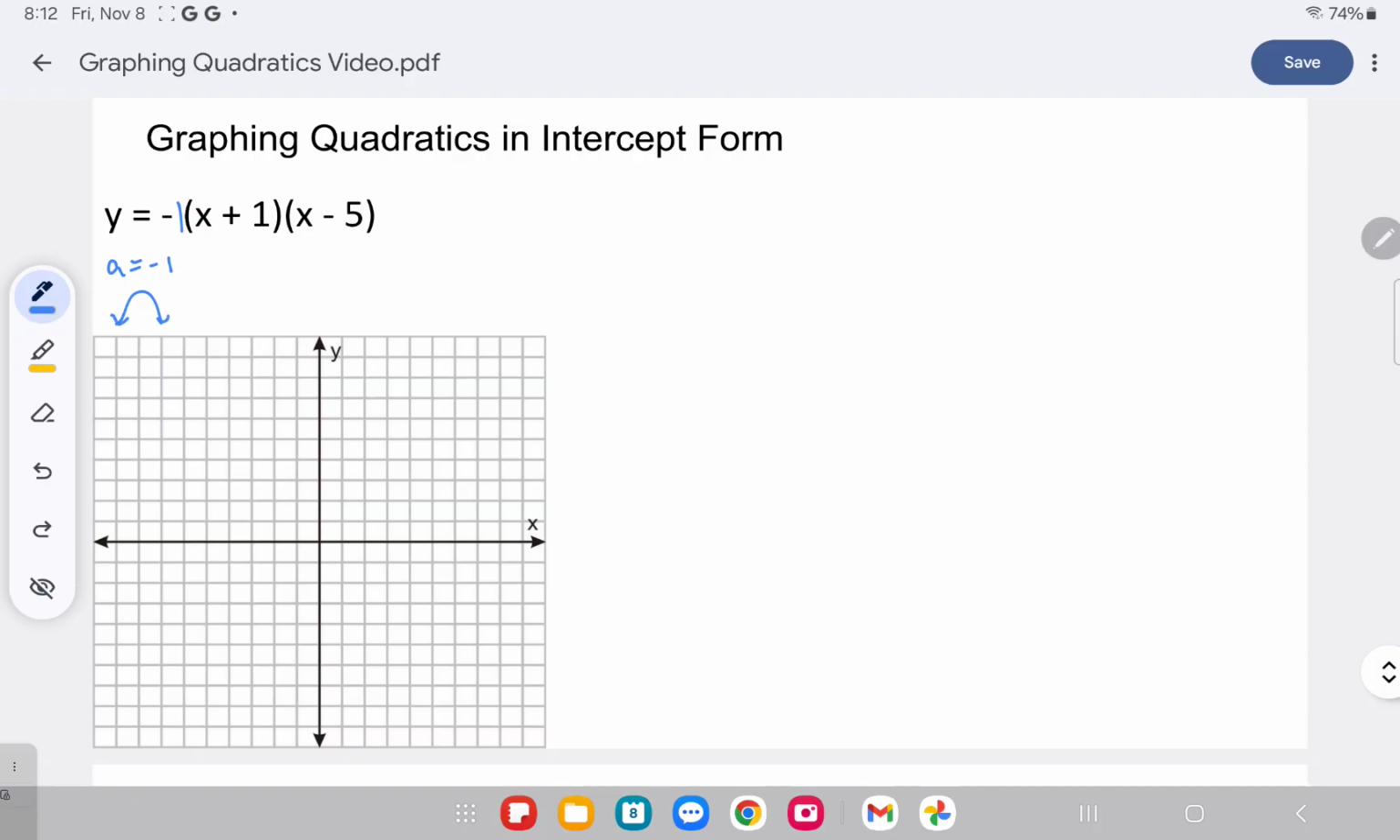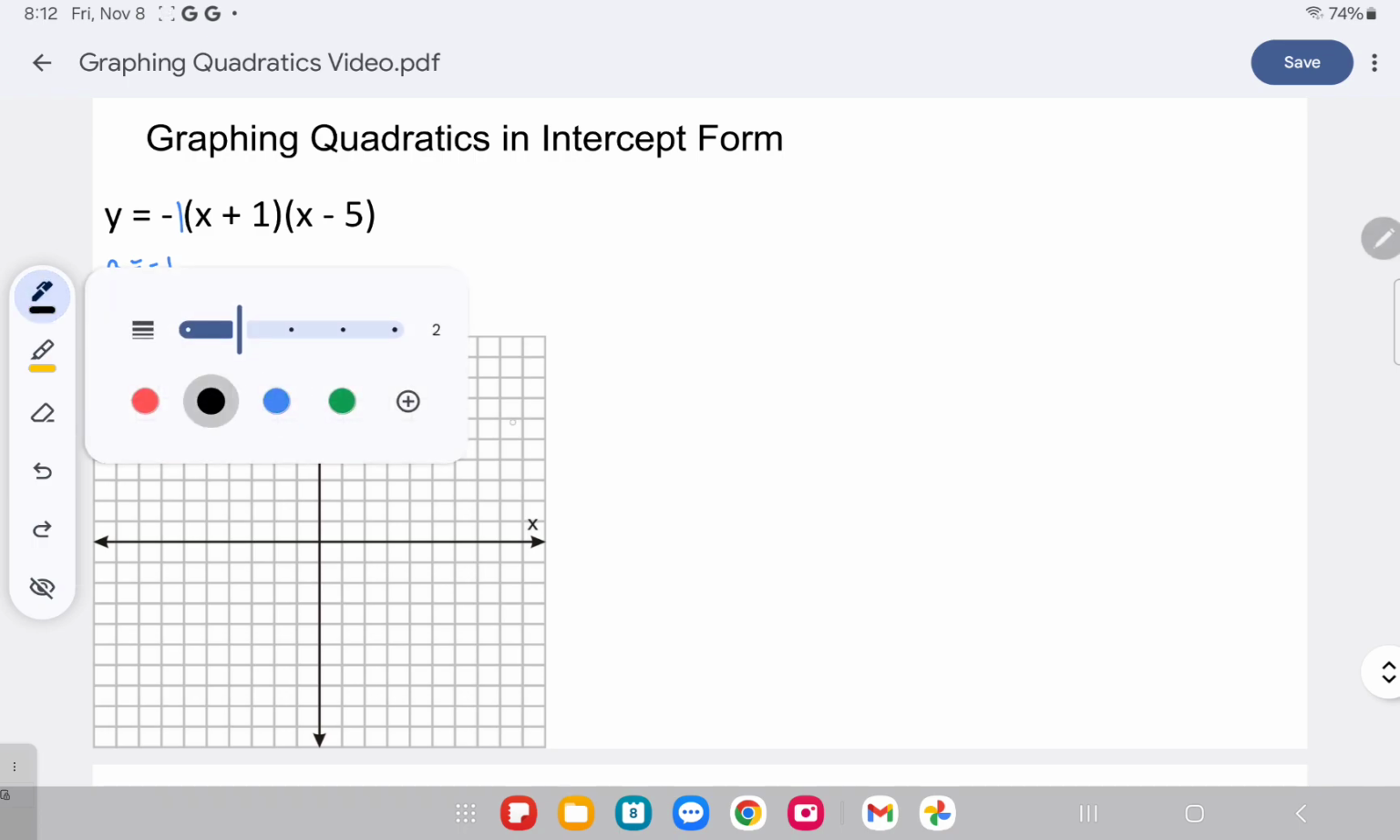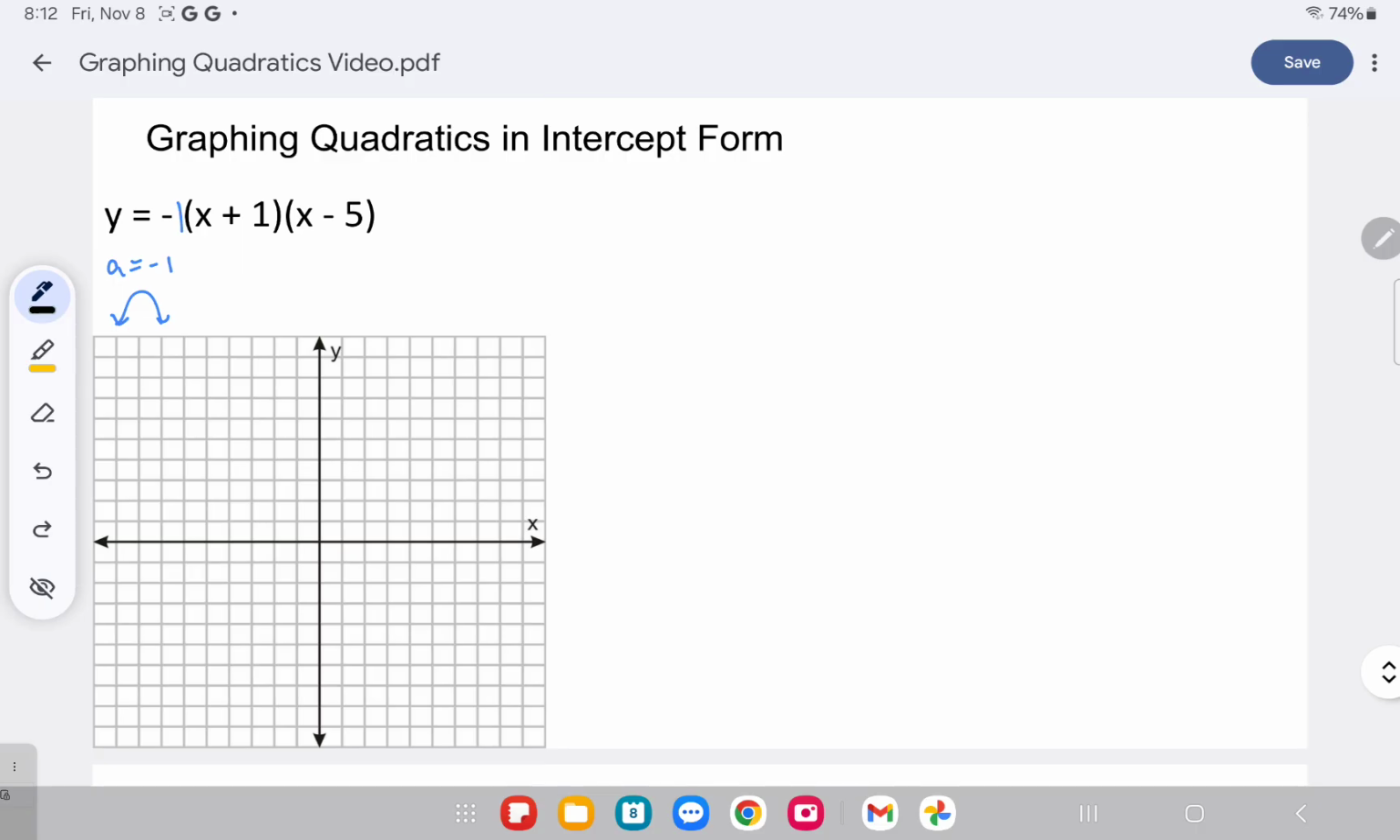But that 1 and that -5, those are not your b and c. Instead, we call them p and q. They help us find our intercepts. Or I should say the factors help us find our intercepts, p and q. So to find our intercepts, we're going to set each one of those factors equal to 0. And we get that one x-intercept is at -1 and one x-intercept is at +5. So if I graph those, -1 and +5, I have 2 points on my parabola already.